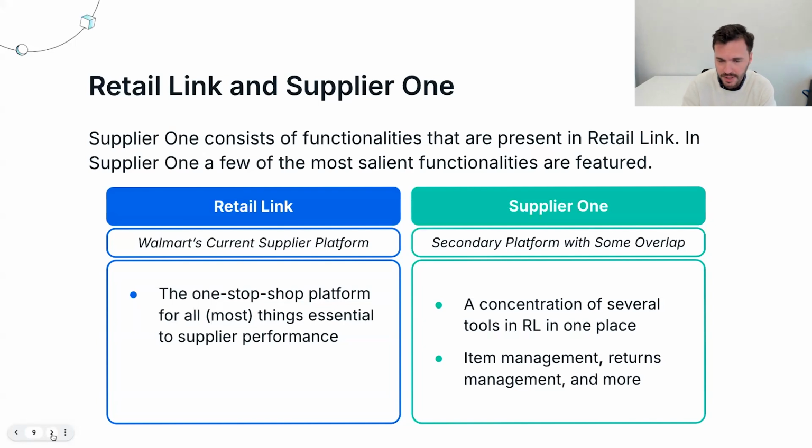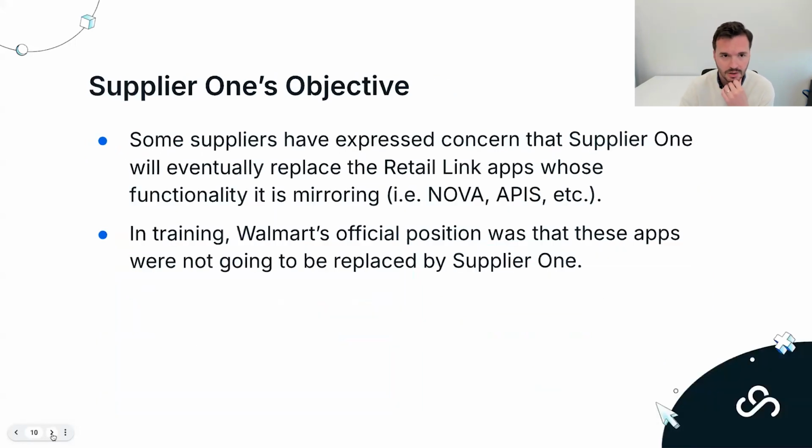But yes, SupplyerOne, we like to call a secondary platform like Luminate. It's not the primary platform. It's a secondary platform with some major overlap with the major Retail Link apps. So it's a concentration of those tools in one place, especially item management, returns management, deductions, things like that. We'll get into all of those details here in a little bit. So I touched on this a little bit. We're not totally sure where it's going. Is SupplyerOne supposed to be a long-term Retail Link replacement? We don't know.